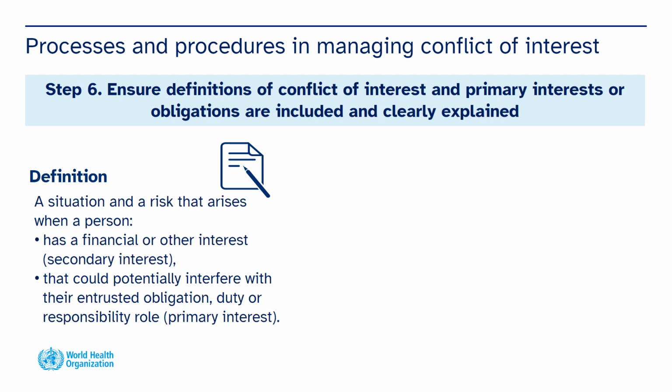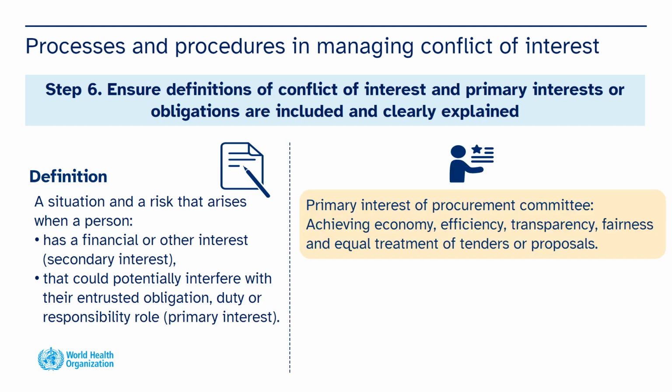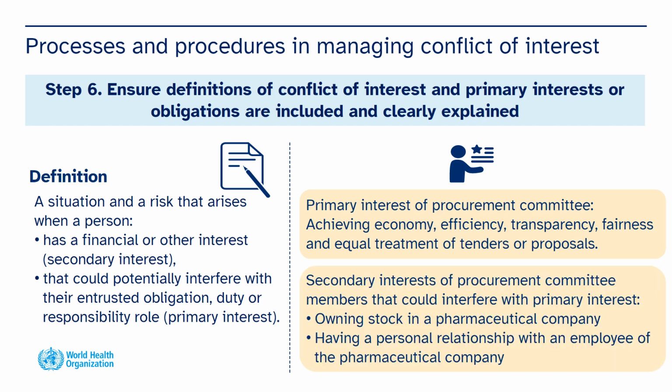A quick reminder, a conflict of interest is a situation and a risk that arises when a person has a financial or other interest that could potentially interfere with their entrusted obligation, duty, or responsibility to serve a party or perform a role. For example, the primary interest of a procurement committee could be described as achieving economy, efficiency, transparency, fairness and equal treatment of tenders or proposals, and the secondary interests of procurement committee members that could interfere with primary interest might be owning stock in a pharmaceutical company, or having a personal relationship with an employee of the pharmaceutical company.